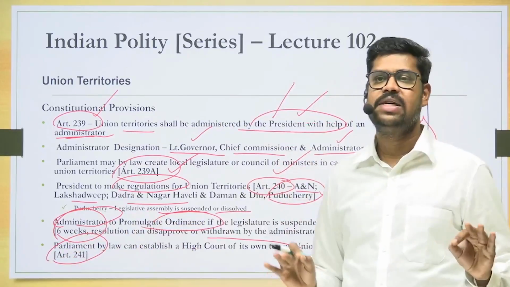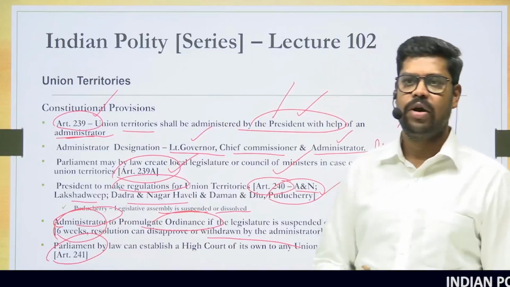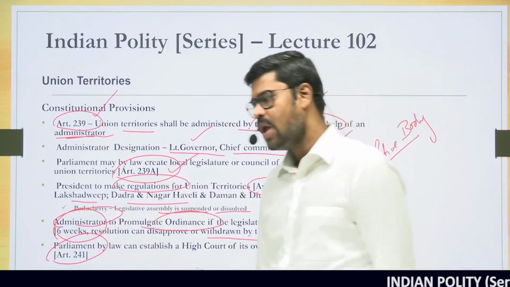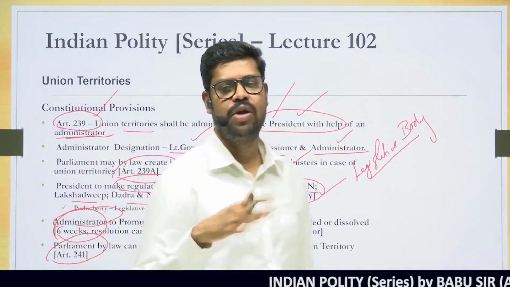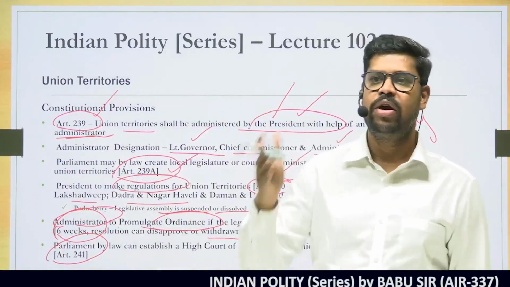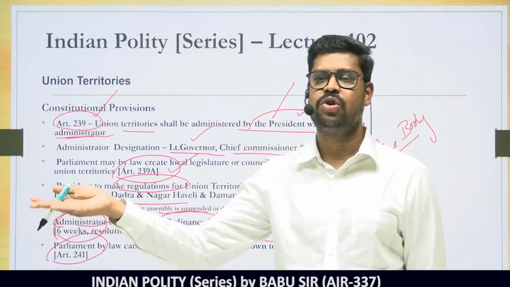Each and every single point that I am discussing is relevant for your prelims examination. Alright, is that clear to all of you? And apart from that, the remaining union territories are not having high courts of their own, but an adjoining high court or a nearby high court is having jurisdiction over these union territories.